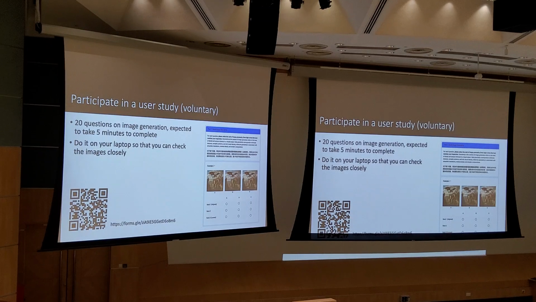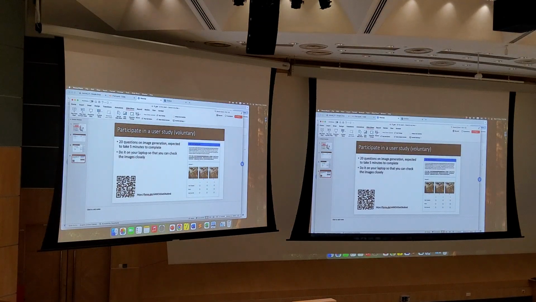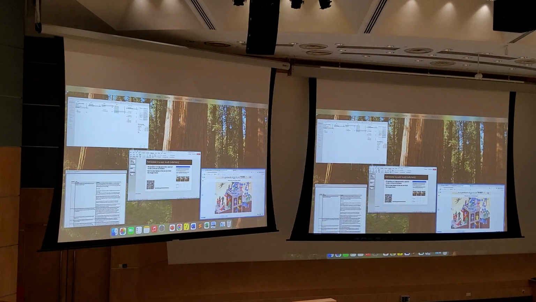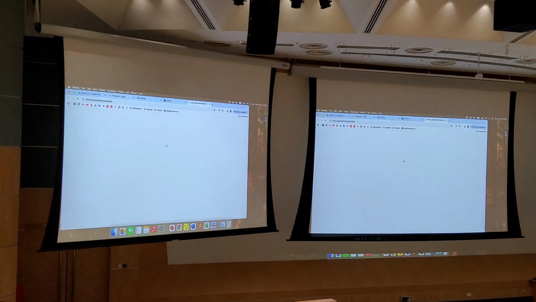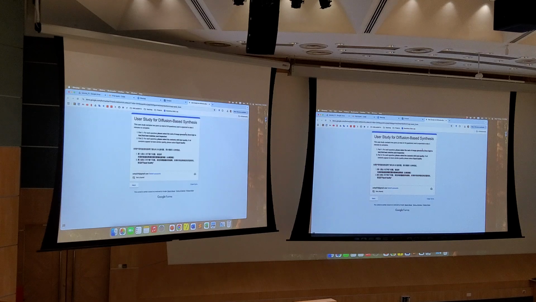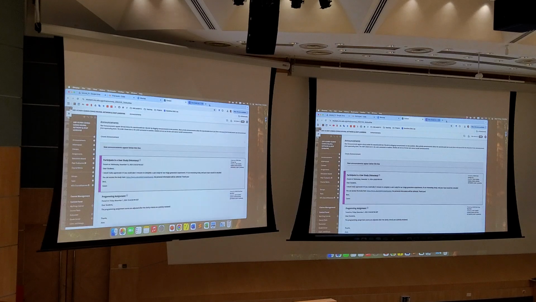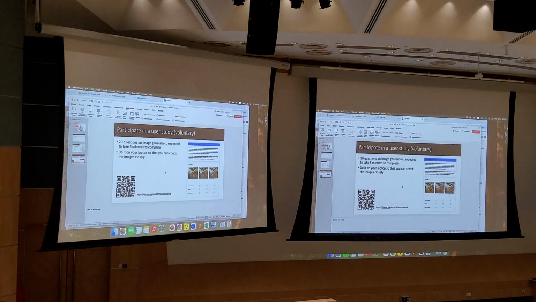The interface is something like this. It's on Google Form. I have already posted the link on NTU Learn. If you click the link under the first announcement, it will lead you to the form. Then you can start your user study. Please help me to complete this. If you have time, just spare 5 minutes to do the survey. Thank you for that.